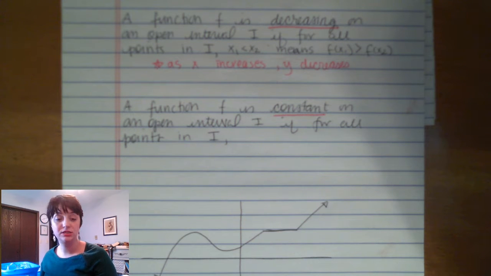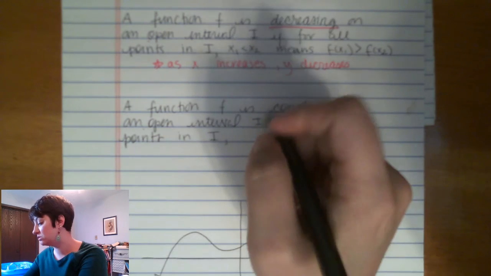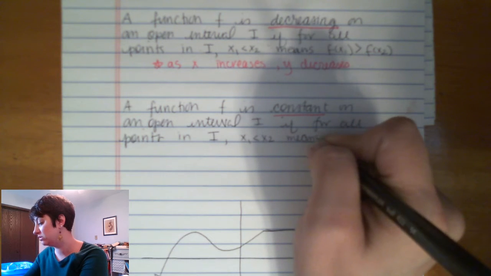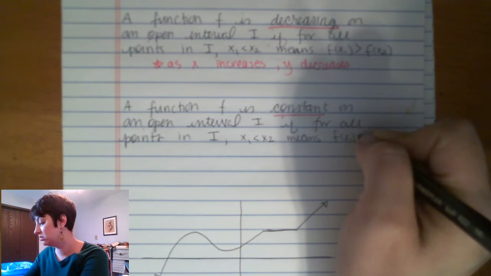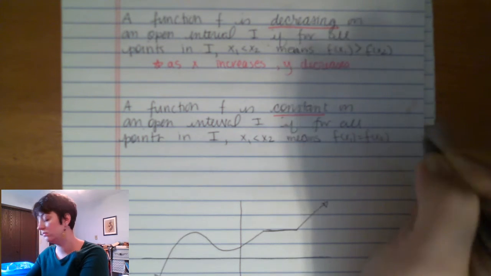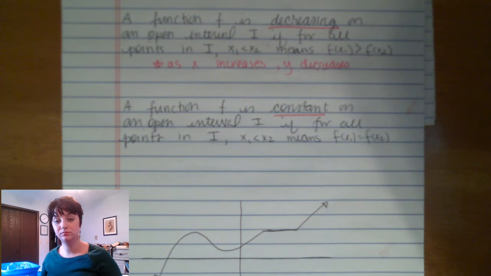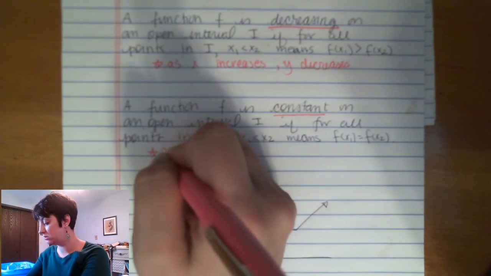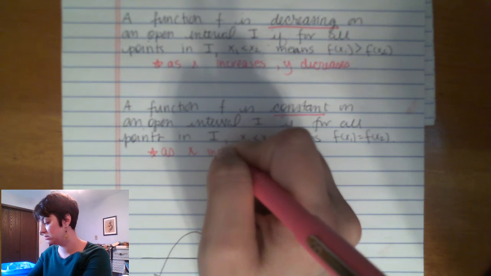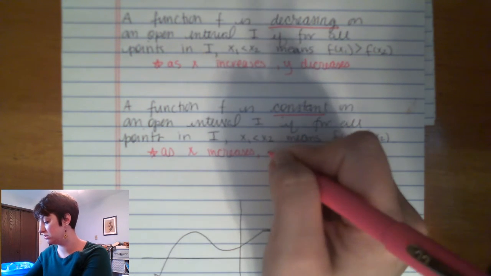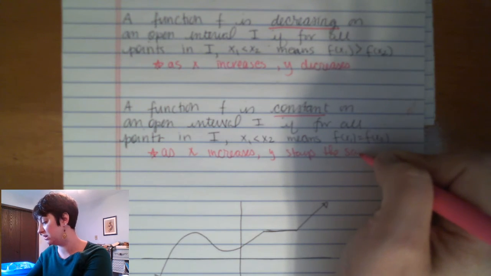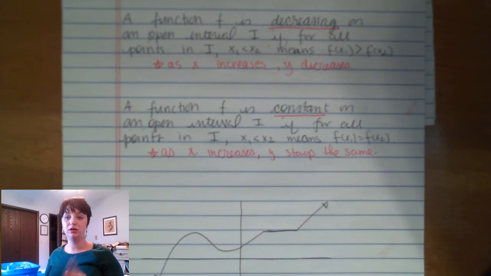And finally, constant. So if you're constant, you don't change. So x1 less than x2 means, so as x increases, y stays the same. All right. So as x increases, y stays the same. And that's the idea behind increasing, decreasing, and constant.